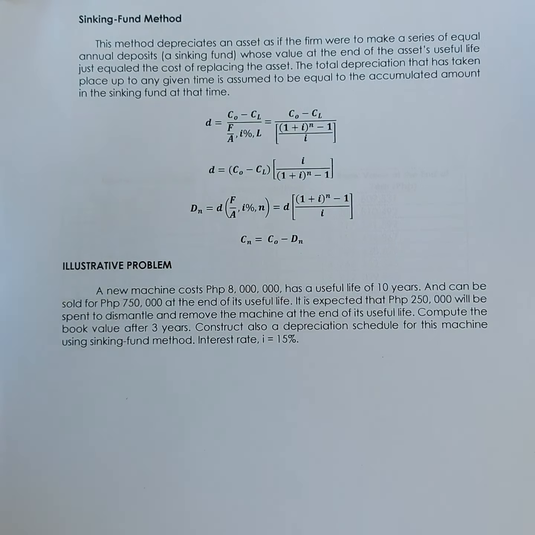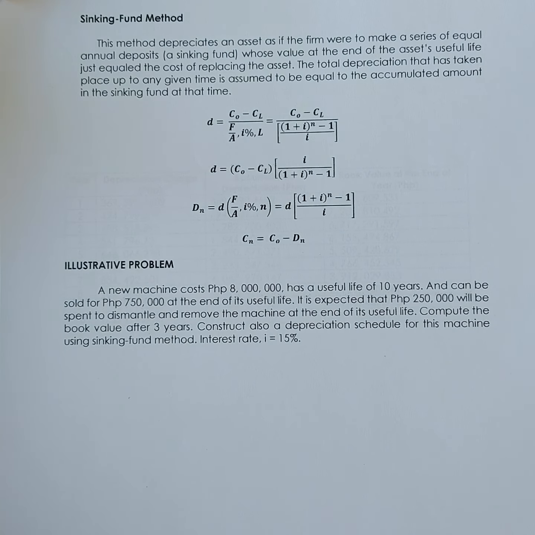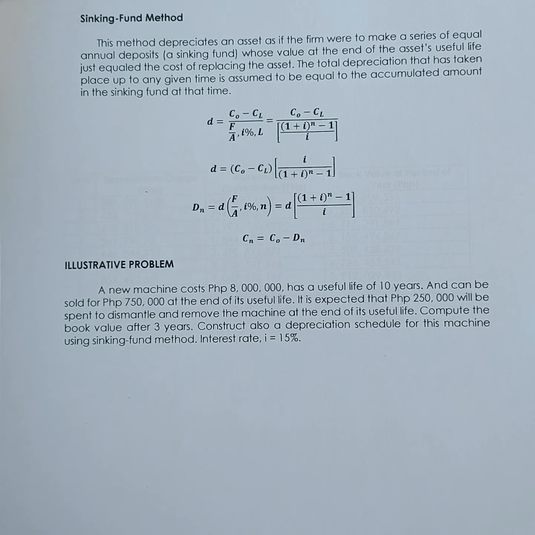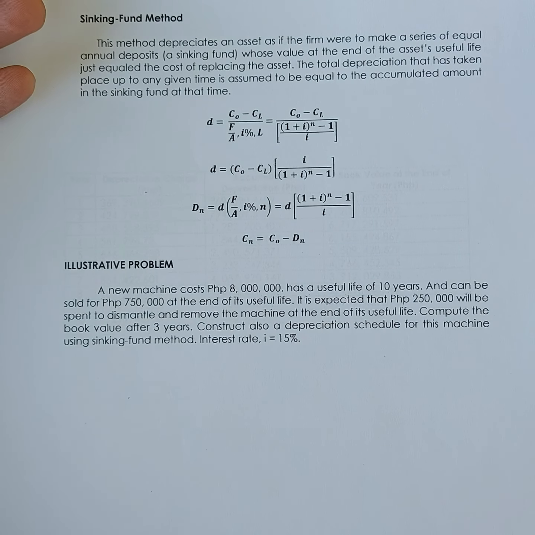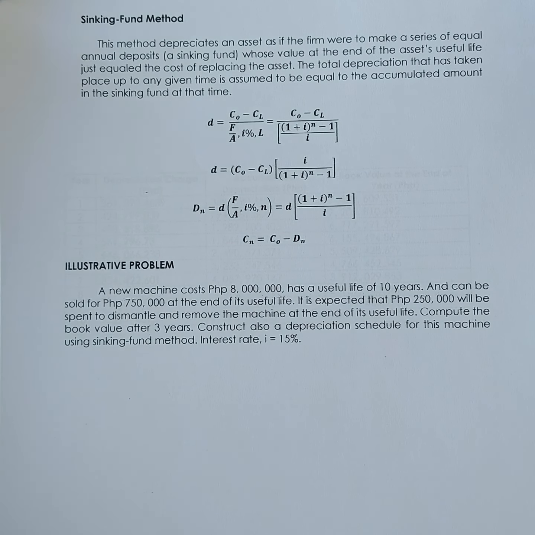Okay, let's continue our discussion still on the depreciation methods. We're done with the first method, the simplest one, that is the straight line method. Next method is the sinking fund method. And I know you have heard that term before, sinking fund. Yes, we have a sinking fund factor before. Sa chapter 2, we have discussed that. We're going to use that in this particular method.